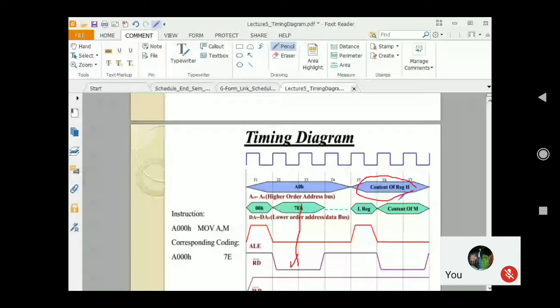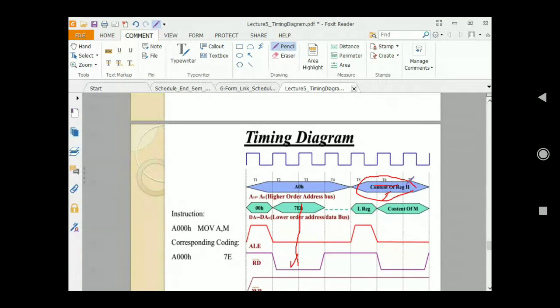HL pair में हमेशा क्या है? HL pair में हमेशा क्या है? HL pair means H is nothing but my higher order address. तो higher order के लिए higher order ऊपर में आ रहा है. Content of H will be here in this one, and content of my L register will be in this particular lower order address line. ये वाला lower order address line है, ये higher order address है. That's why the content of my H is coming in the higher order address.